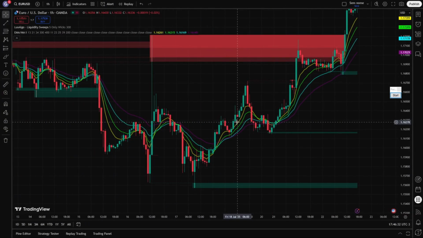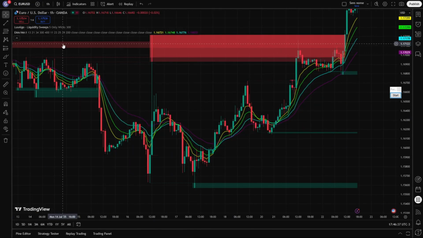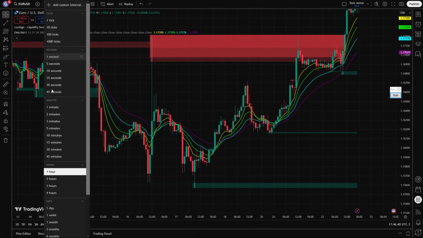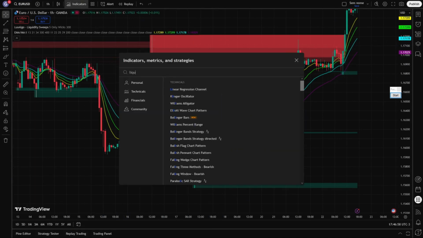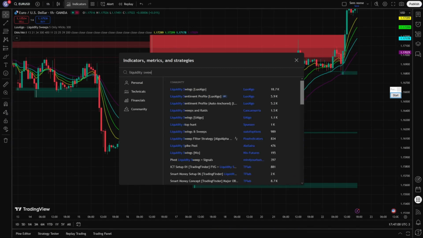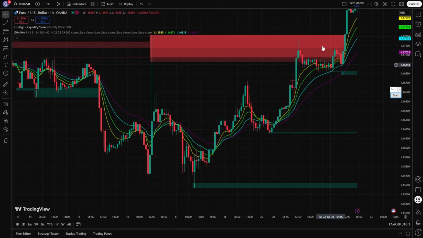First of all, we're going to be here inside the TradingView platform. I'm going to use the Euro to US dollar chart, but you can trade on any pair, on the 1-hour time frame as well, but it could be on any time frame from 15 minutes upwards. The first indicator we're going to use, we go to the Indicators tab and look for liquidity sweeps. It's this first one here, developed by LuxAlgo. Let's click on it, and as soon as we do, it appears here on our chart.